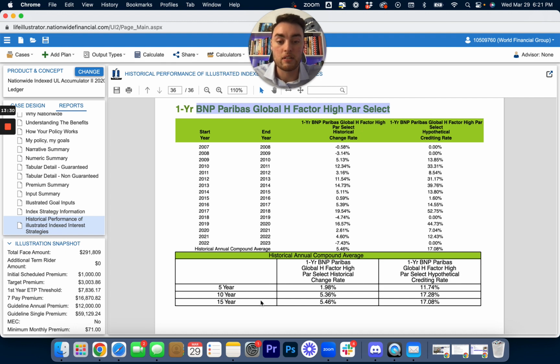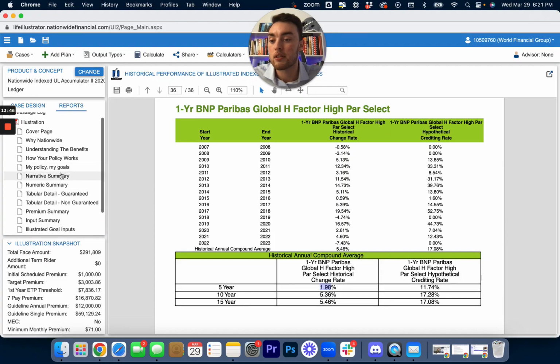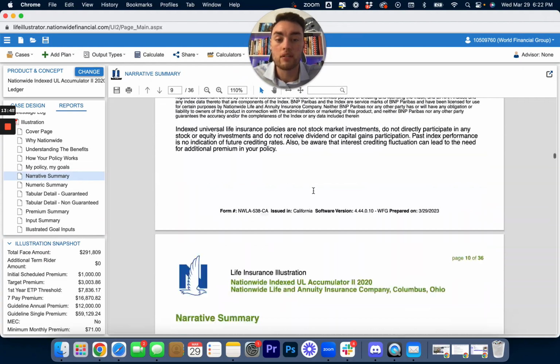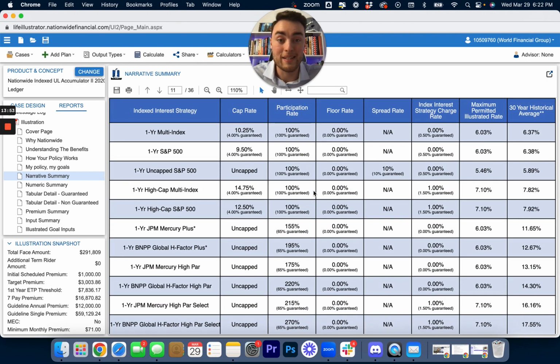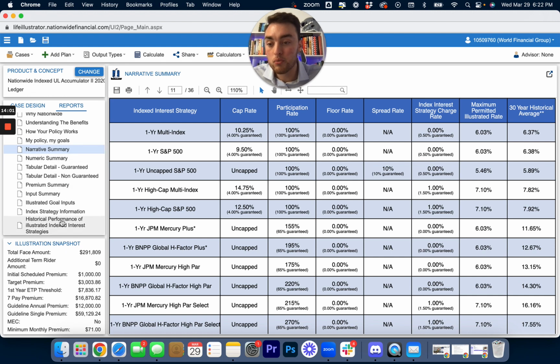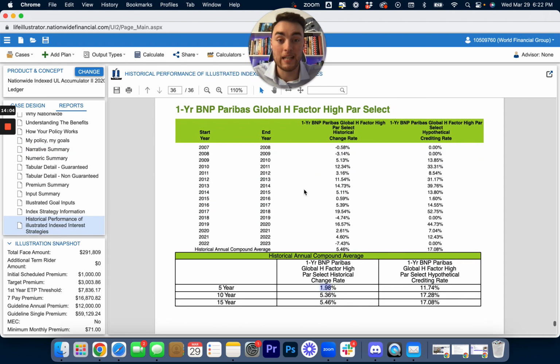You can see that over the last 15 years, this index has actually performed at 5.4%. The last 10 years, it has performed at 5.6%. The last 5 years, it has performed at 1.98%. What you have to understand is that this 270% participation rate is quite simply just a multiplier. It's a 2.7 times multiplier. So again, the actual index strategy itself is performing at these percentages.